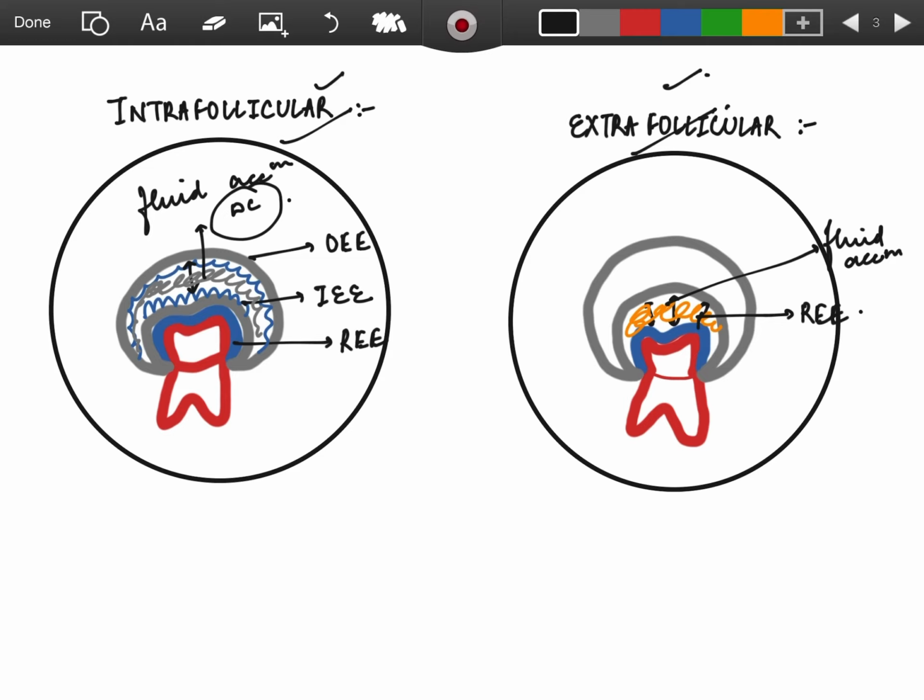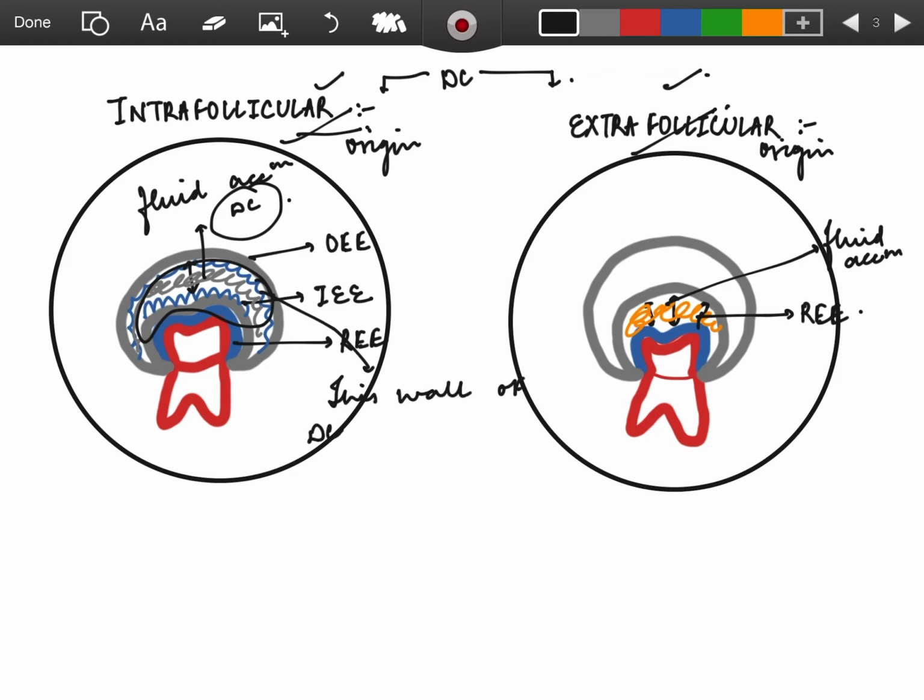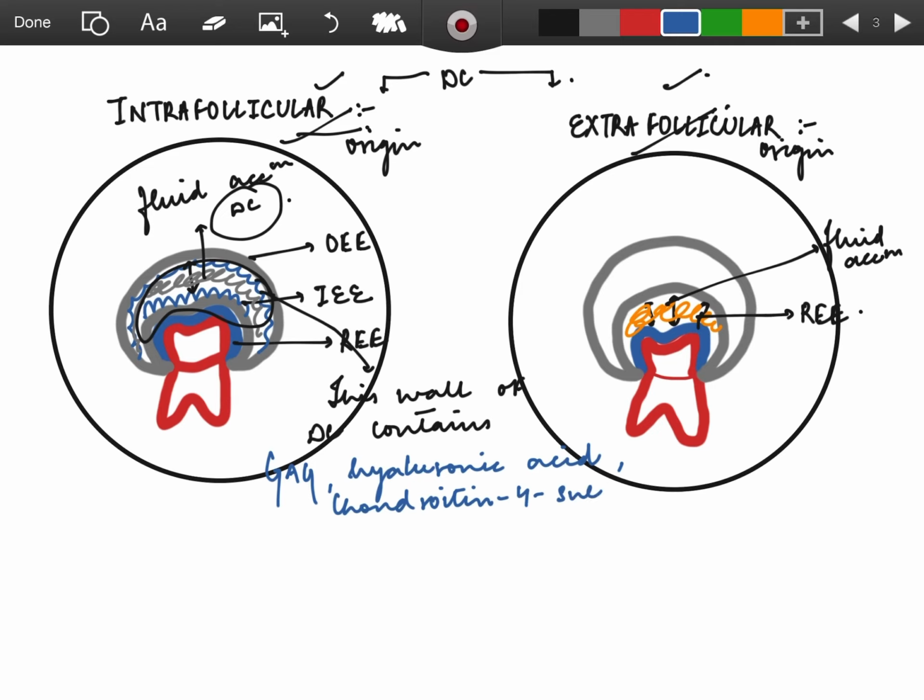Now how does the cyst actually expand? Whatever the origin of the dentigerous cyst, the wall of the cyst contains a few chemical components like GAGs, glycosaminoglycans, hyaluronic acid, and chondroitin 4 sulfate. These will come into the cystic cavity or the cystic lumen, and they will further increase the osmolarity.